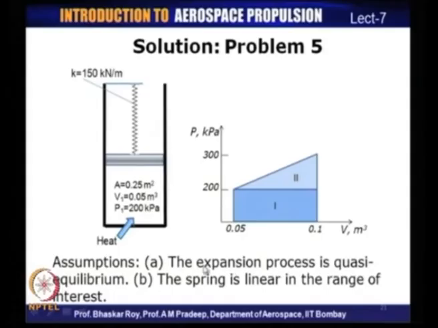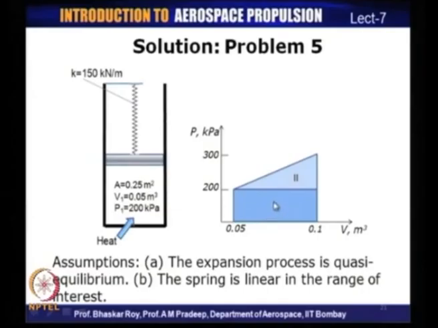Assumptions obviously are that the expansion process is quasi equilibrium and the spring is linear in the range of interest. So, the process path here is that initially we have the system at state 1, which is at V1 equal to 0.05 meter cube and P1 equal to 200 kilopascal. Then there is an expansion process wherein the volume increases to double its initial value and to a pressure which is 300 kilopascals. And so, this is how the process is.